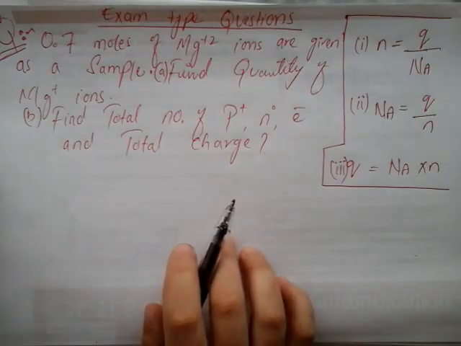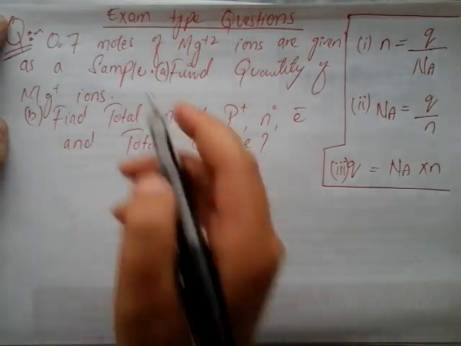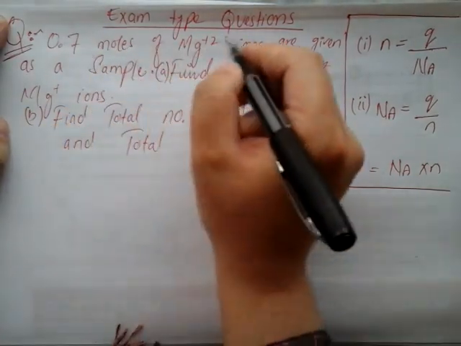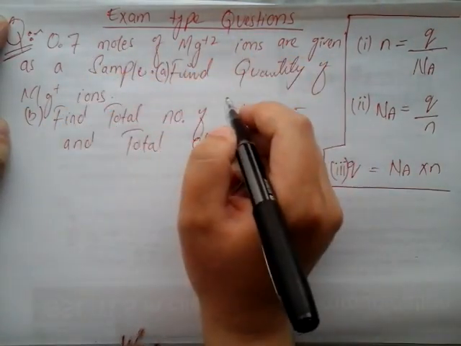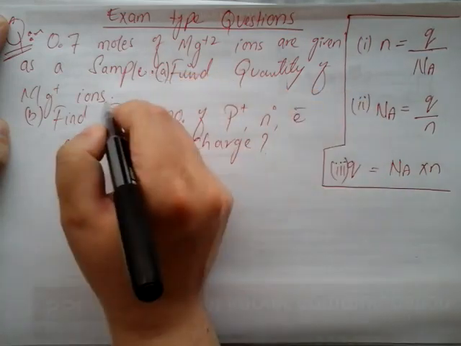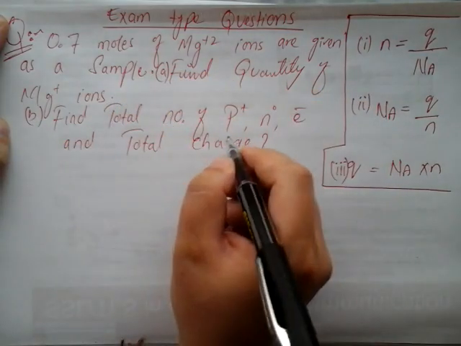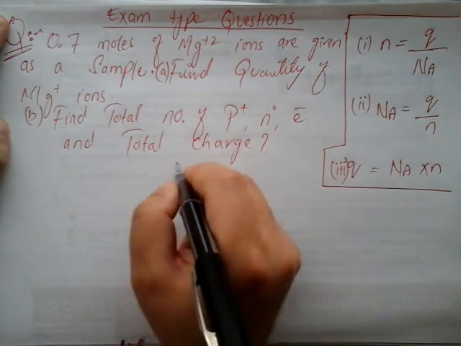Exam type questions may also be given. For example, 0.7 moles of magnesium ions are given as a sample. Part A, find the quantity of magnesium ions. Part B, find the total number of protons, neutrons, electrons and the total charge.